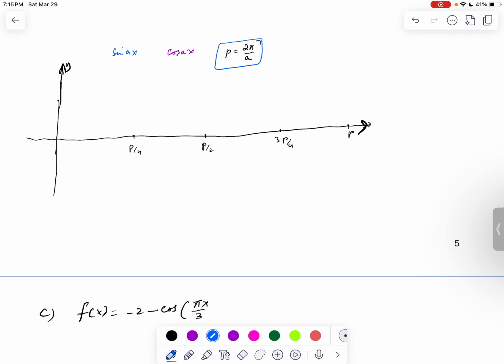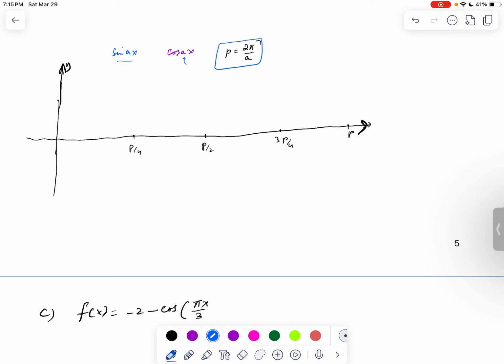Previously I said 2 pi over b. At that time we had the function sine bx, cosine bx. But now if I write sine ax, cosine ax, then p will be the period. I'm denoting it by p. P will be 2 pi over whatever this number is, which is being multiplied with the variable. The variable could be x, could be t.